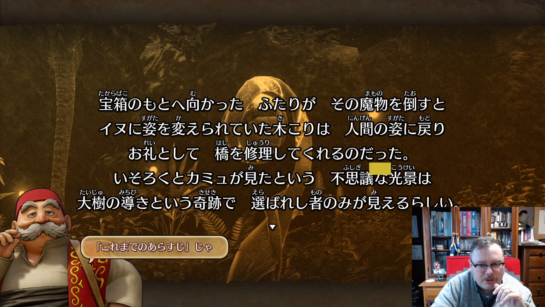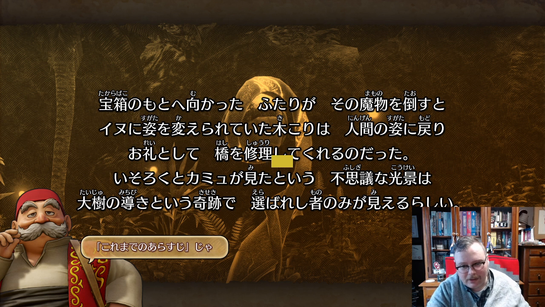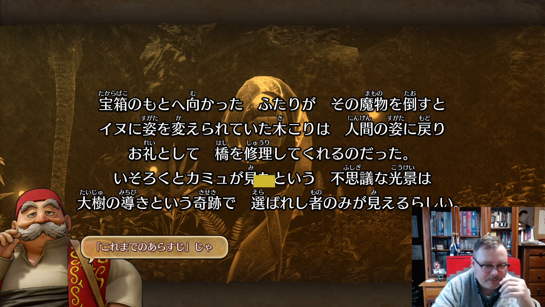repaired the bridge. Now this part back here is just adding a little bit to the sentence that doesn't actually get translated into English. This part, kureru, means that he did it as a favor. No states that everything before it is an explanation of what had happened. And datta means that this all happened in the past.